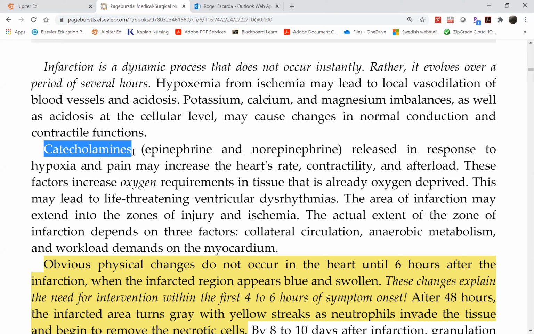So all of these here do not help because they will increase the workload of the heart, increase the afterload, increase preload. So that's why this will explain the medications that we will give shortly to a patient having any acute coronary syndrome, because we need to suppress the adrenergic responses. So we need to stop or suppress the catecholamine release because they won't help during acute coronary syndrome.